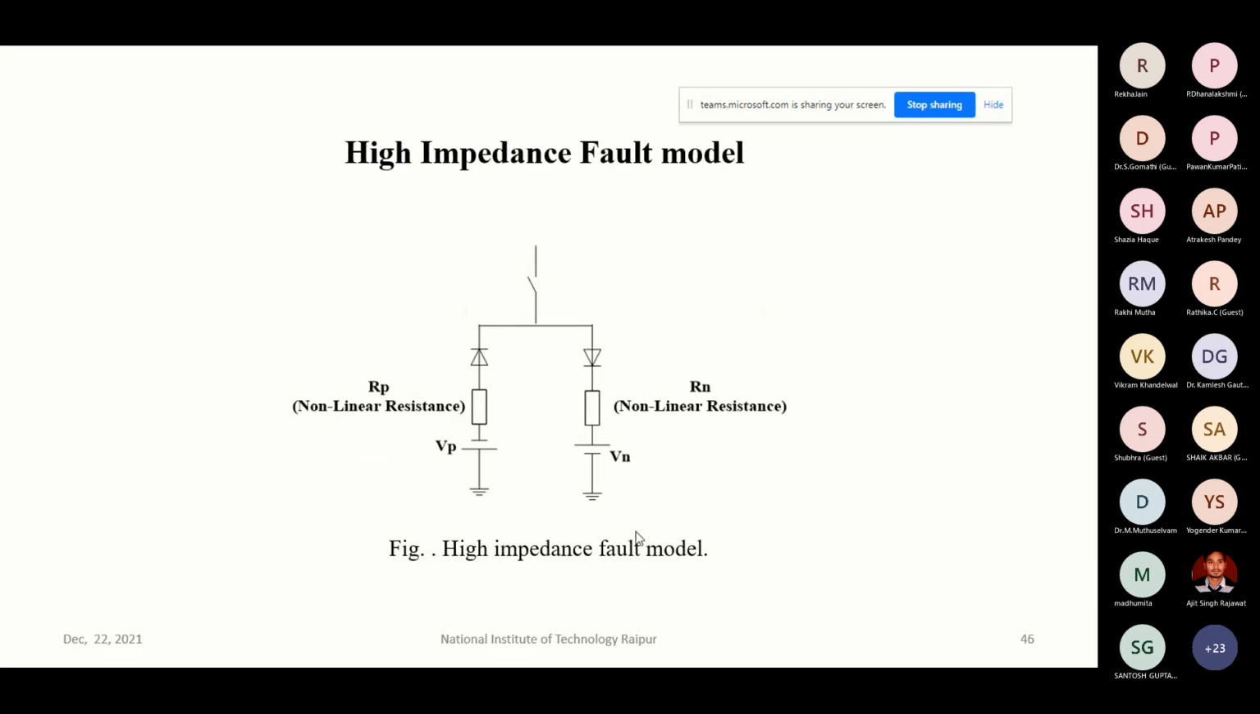Here again, the HIF model consists of variable resistors, nonlinear resistors, which are simulated in different periods of time. The values of RP and RN are increased and decreased to give the asymmetrical behavior in the current that will be experienced by the system when an HIF fault occurs.